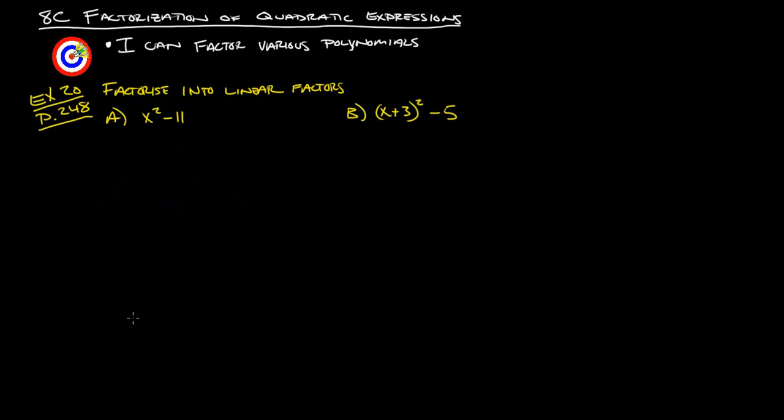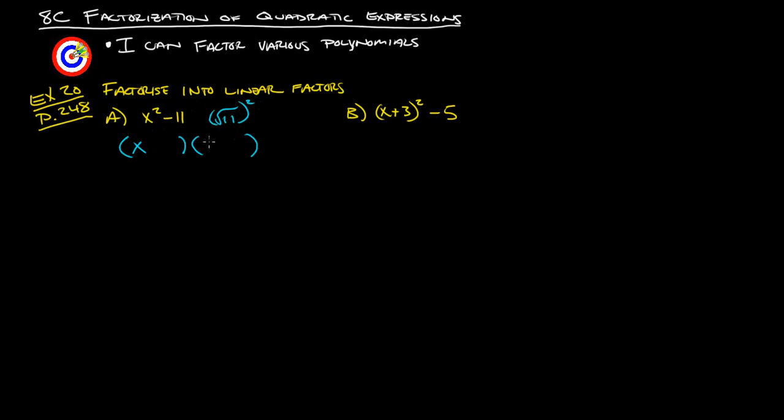So next example, page 248, example number 20. We're going to factorize into linear factors. So what we're going to do on these is factor these things out as best we can. If you'll notice, 11 is not a perfect square, but you can take the square root of 11. So what you can do on this is still do your difference of squares.